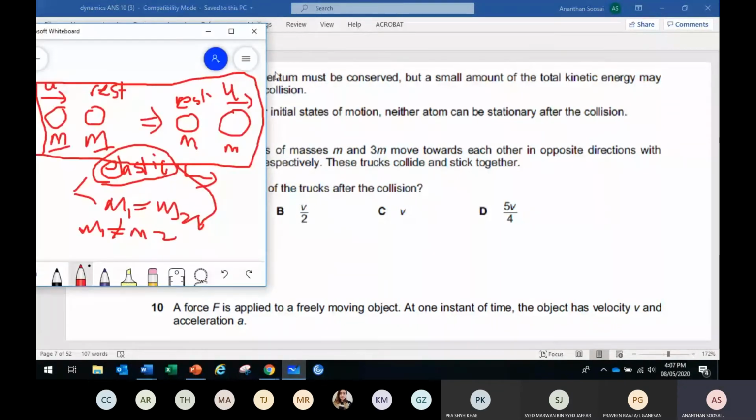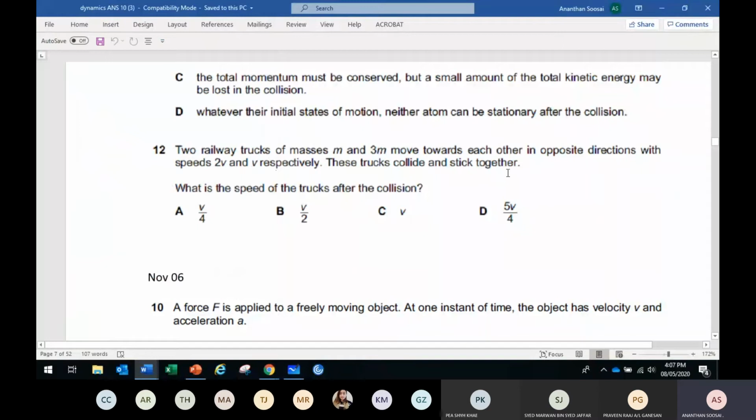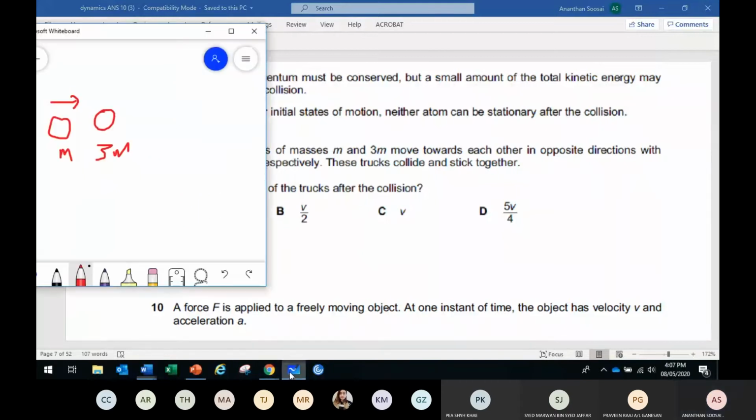I always like to draw the two bodies. One is M, another one is 3M. They move in opposite directions towards each other, with 2V and V respectively. M is moving this way with 2V, and 3M is moving the other way with V. After that, they stick together and move together. We don't know where it moves. Just give the benefit of the doubt and put it to the right always. You're looking for this velocity, x.